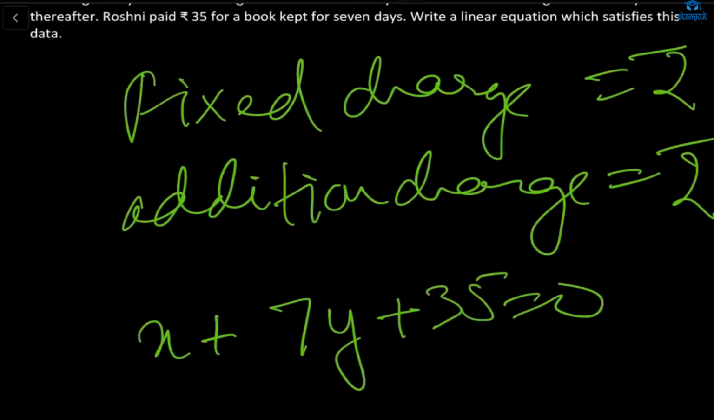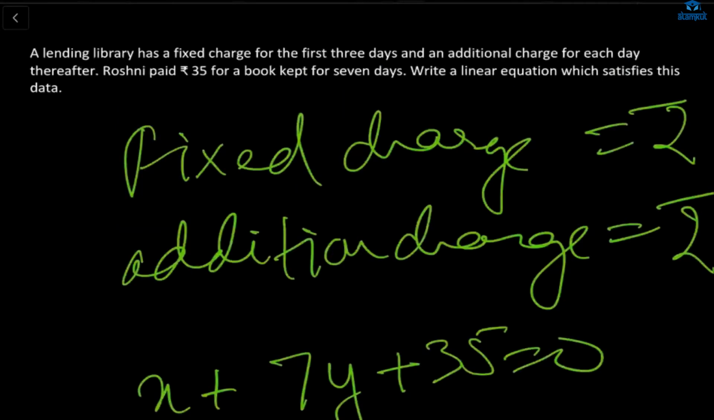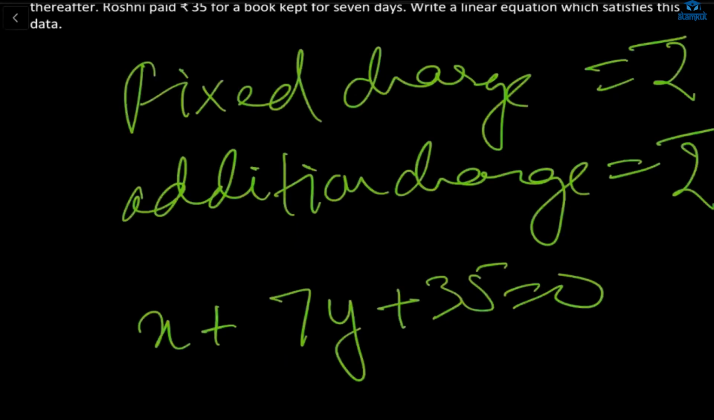Shazan, why 7Y? Ma'am, because the additional charge is rupees Y and she kept it for 7 days. Yeah, she kept the library book. Ma'am, won't it be 4Y? Actually, this is wrong, Arham. I'm just explaining it. This will not be the equation.